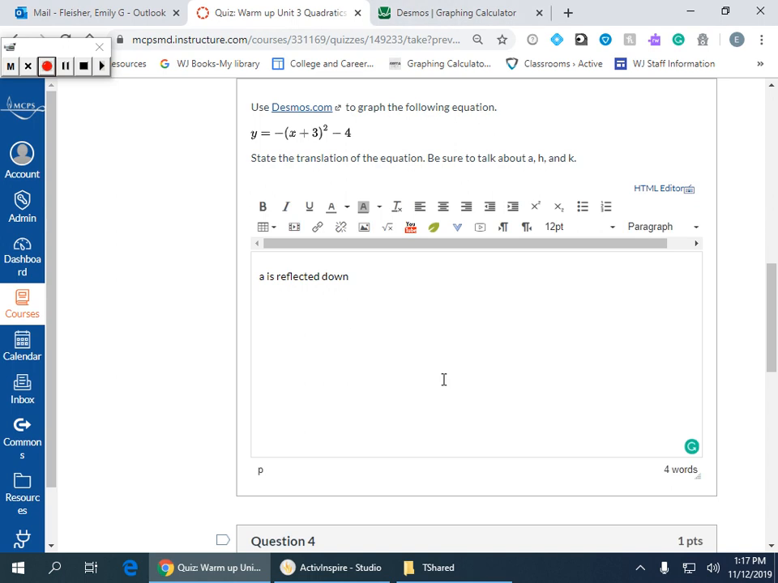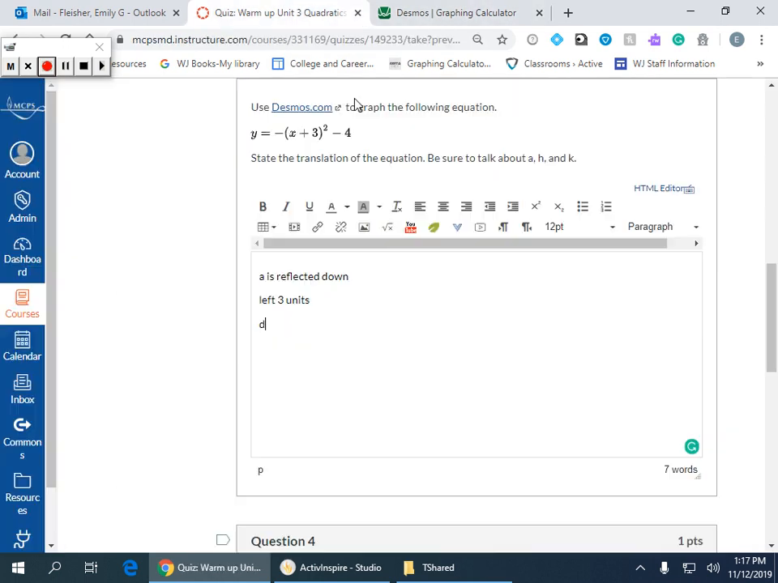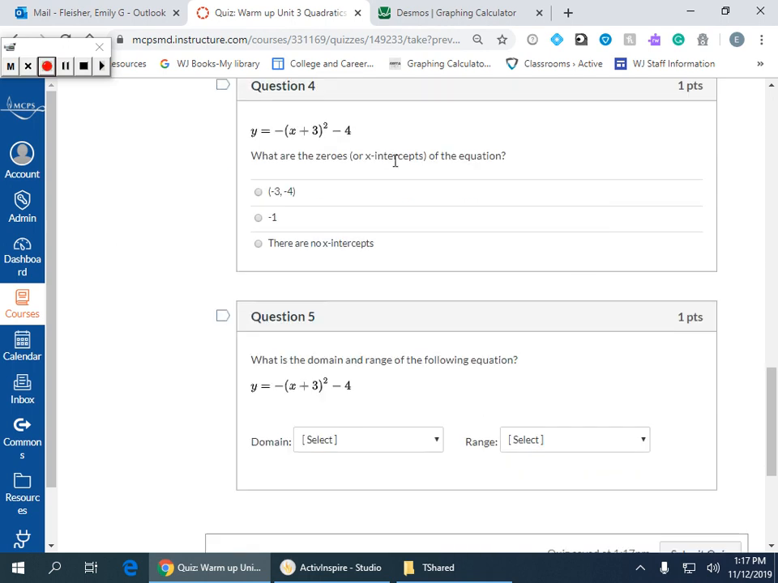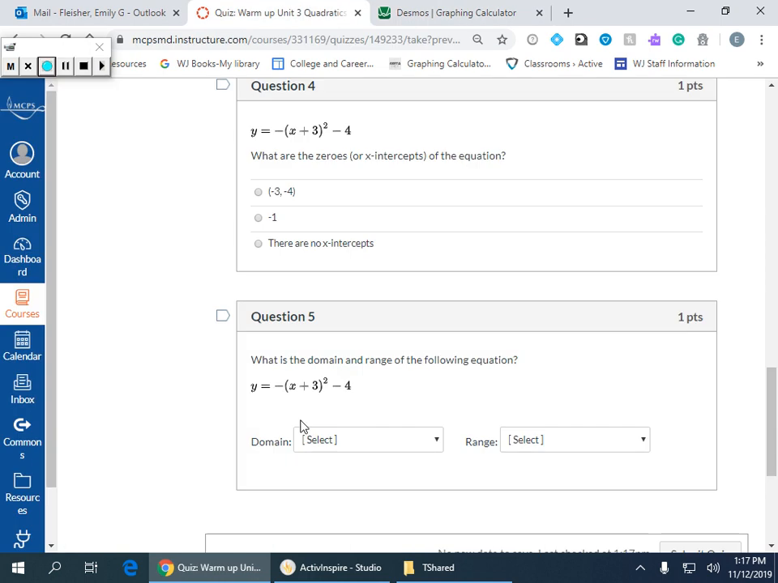Then the vertex, if it's at -3 for the x value, you're saying left 3 units, and it went down 4. So you'd say down 4 units. So in order to get full credit, you have to talk about all of those. What are the zeros? Well, where does this graph touch the x-axis? It doesn't. So you're supposed to say there are none.